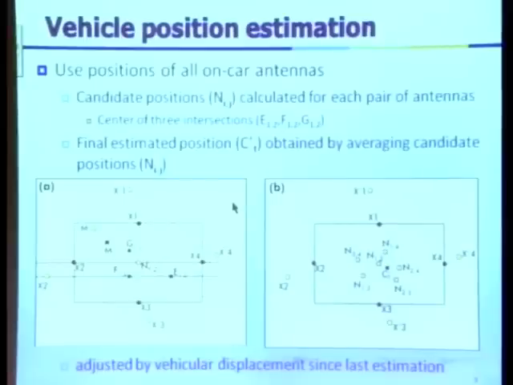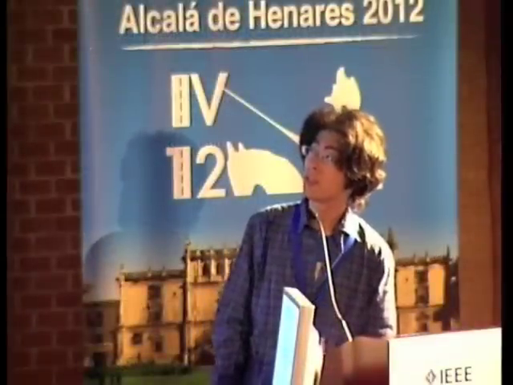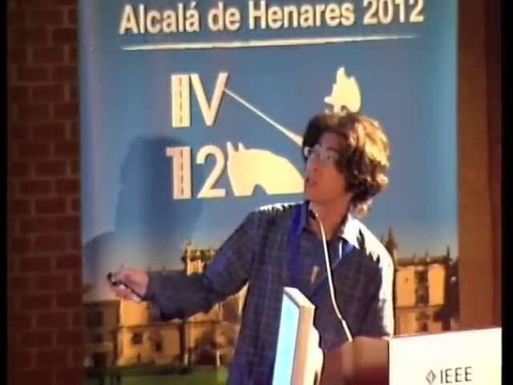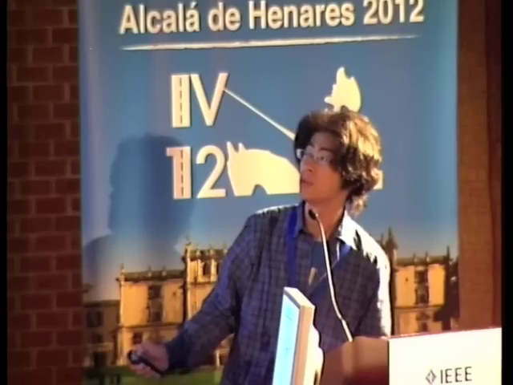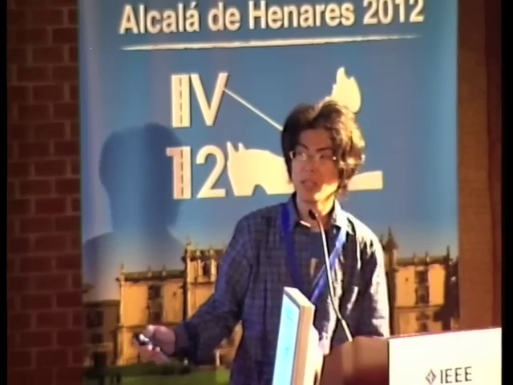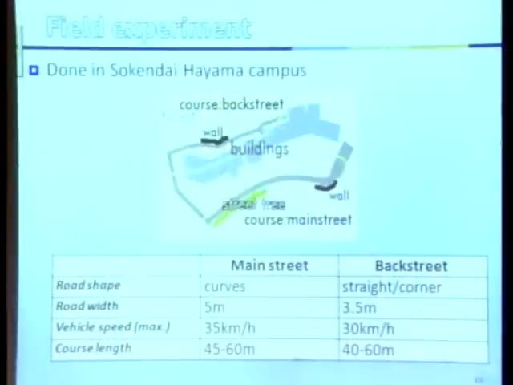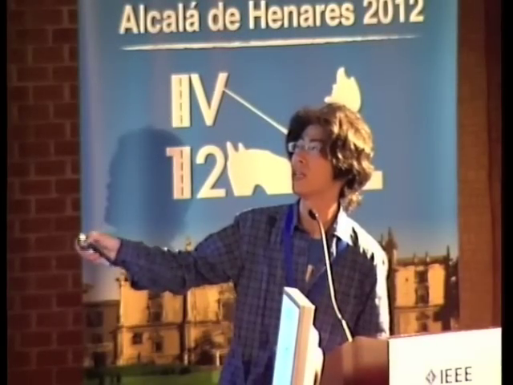Now, let me talk about the evaluation results for our proposed methods. The experiment was done at our university, and we did it on two courses. One is this one, mostly constituted of curves. Another is this one, mostly consisting of straights and corners, with walls and buildings. So many reflections may occur in this course.